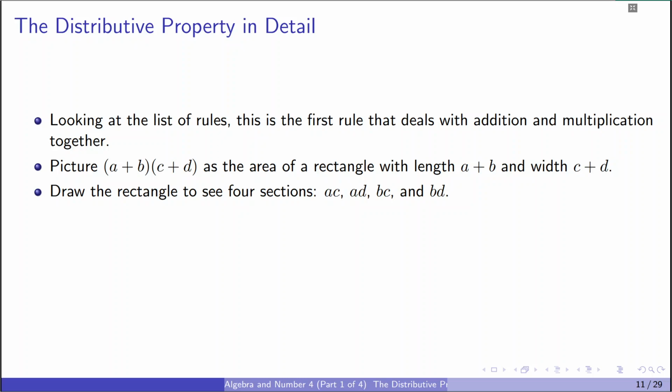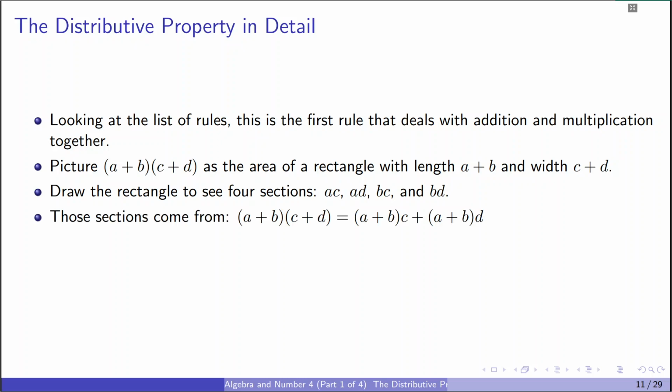If we draw that rectangle, we can break it into 4 sections. One will have area AC, another AD, BC, and BD. Those come from doing our distributive property. So multiply a plus b across the brackets, we get a plus b times c and a plus b times d. Now we keep going, multiply the c through that brackets, we get ac plus bc, and our second set of brackets gives us ad plus bd. Same 4 terms, different order than what I listed in bullet point 3, but the same 4 terms.